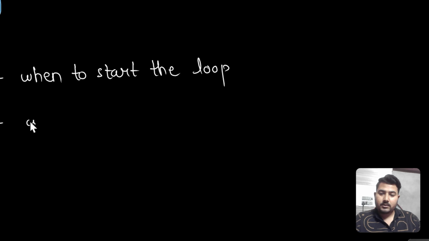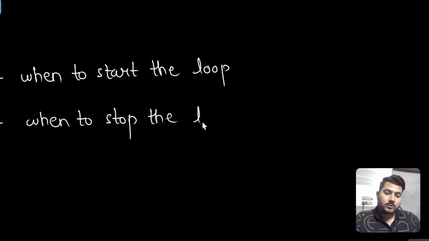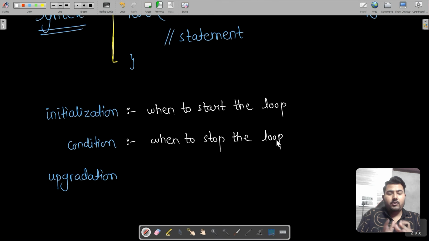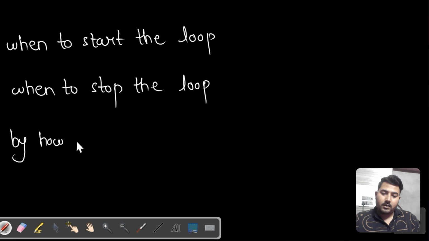Second thing is condition. When to stop the loop. That is also a very important thing, that when exactly are we going to stop the loop. We cannot just keep on running it infinitely. If we do not put a stopping condition, the loop will go infinite and it will never get stopped, never ever. Upgradation is by how many steps we are moving.